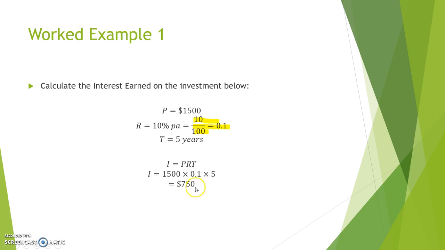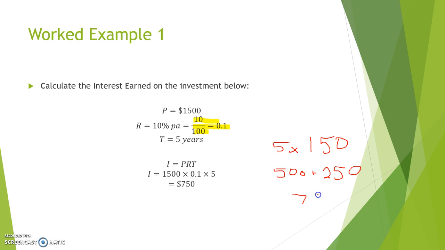Now you can probably do that in your head. 0.1 is the same as dividing that by 10. So we divide that by 10. We get 150. 5 times 150. Let's just work that out. 5 times 150. So 5 times 100 is 500. And 5 times 50, that's half of that again. That's 250.